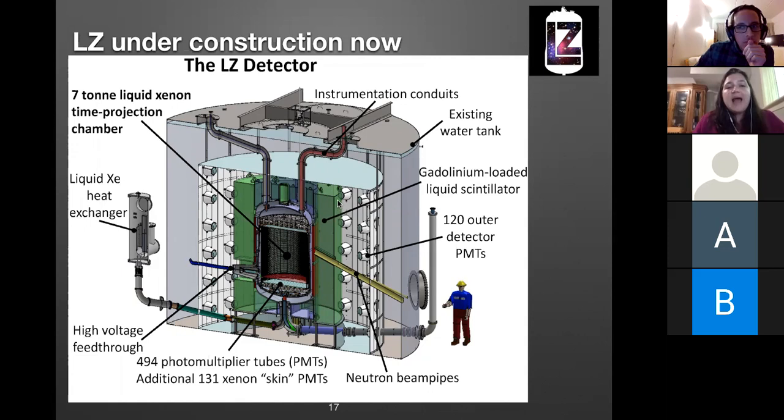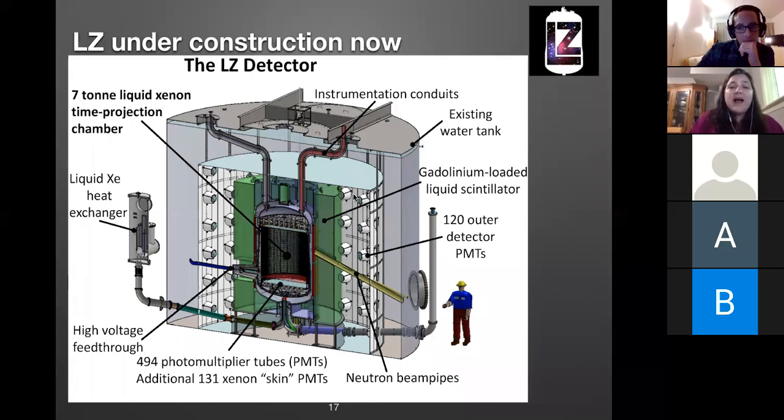Then we have a special veto scintillator that's got gadolinium in it so that we can catch neutrons, because a neutron is the one normal piece of radioactivity that does just make a nuclear recoil, and could fake dark matter. So we want to catch as many neutrons that could possibly get into our detector, only bounce once. When they get back out of our detector, we want to capture them. So we have a veto to do that.